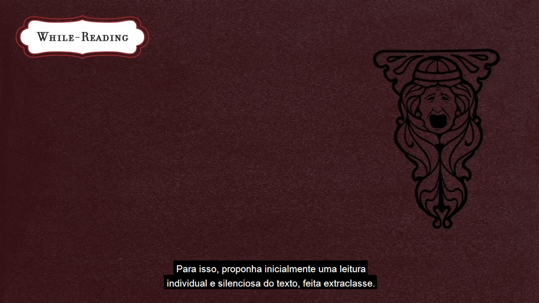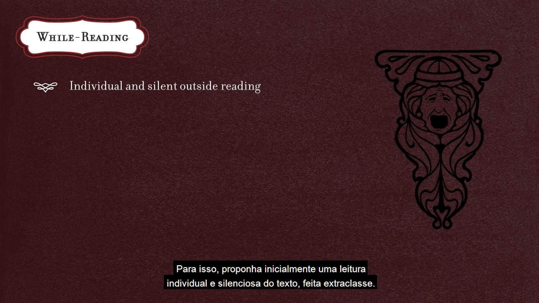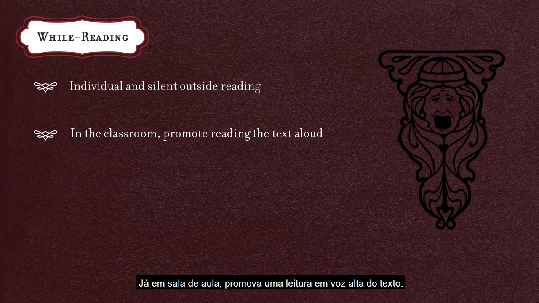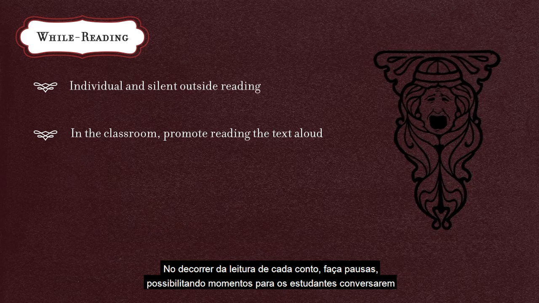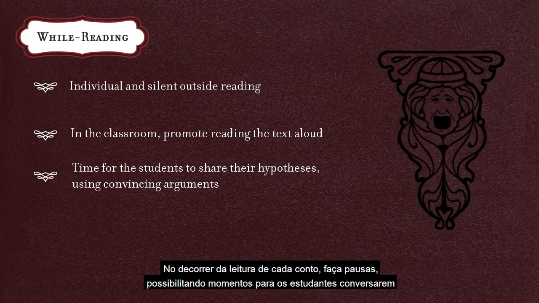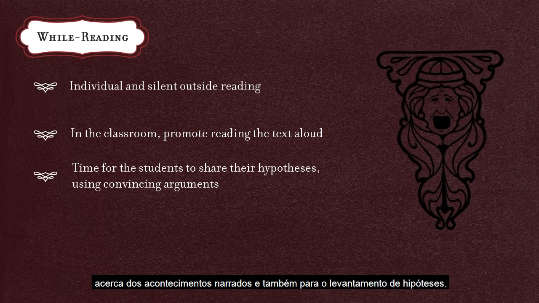To achieve this, initially propose an individual and silent reading of the text made out of class. Then, in the classroom, promote reading the text aloud. During the reading of the story, take breaks, allowing moments for the students to talk about the events narrated and also to raise hypotheses about what will come next.